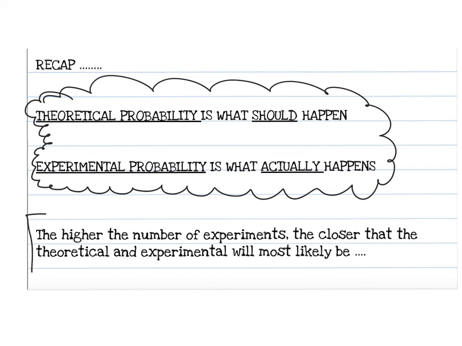The higher the number of experiments, the closer the theoretical and experimental probabilities will most likely be. So if I flip a coin 5,000 times, I will get closer to my theoretical probability, closer and closer to 1/2 heads and 1/2 tails. Not exactly, obviously, but closer than if I were only flipping it 10 times.